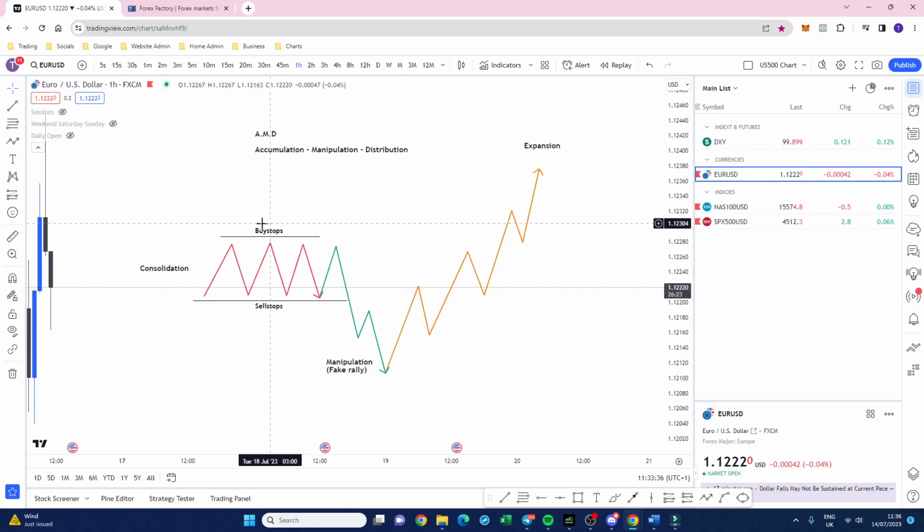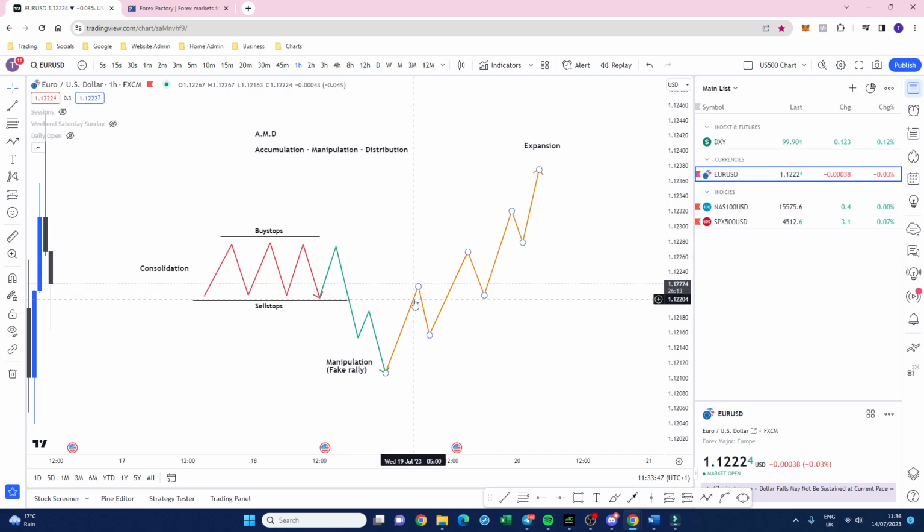So we're looking for accumulation of orders. We're looking for manipulation to take those orders in the form of a fake rally, which, like I said, typically comes at the open of certain sessions, London and New York session. And then price will expand to the upside or downside, whether you're bullish or bearish, and take it in its intended direction. And either or, both of these areas are taken out of the markets.